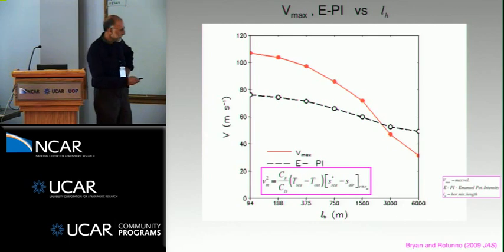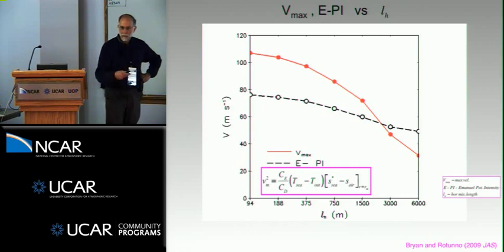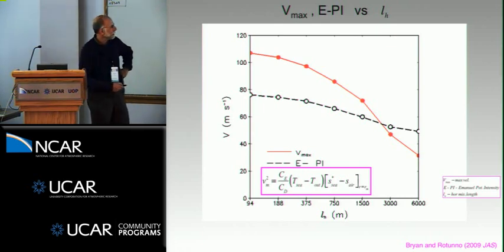Now, what we see here is that as you vary this L sub H parameter, in this range over here, the formula happened to verify. But in going to smaller L sub H's, there is a significant underestimation of the maximum winds by the theory as compared to the model. So the subject of this talk is how can we explain the difference between the theory and the model? What explains this difference?